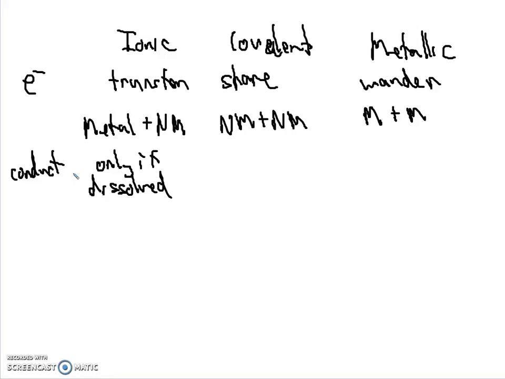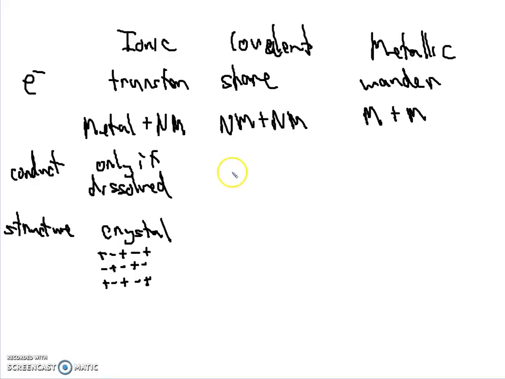And so if you break the crystal, which is the structure, so structure is a crystal, which is a repeating pattern of positive and negative. If you break the structure, then those charges can then move around and conduct electricity, because moving charges is electricity.